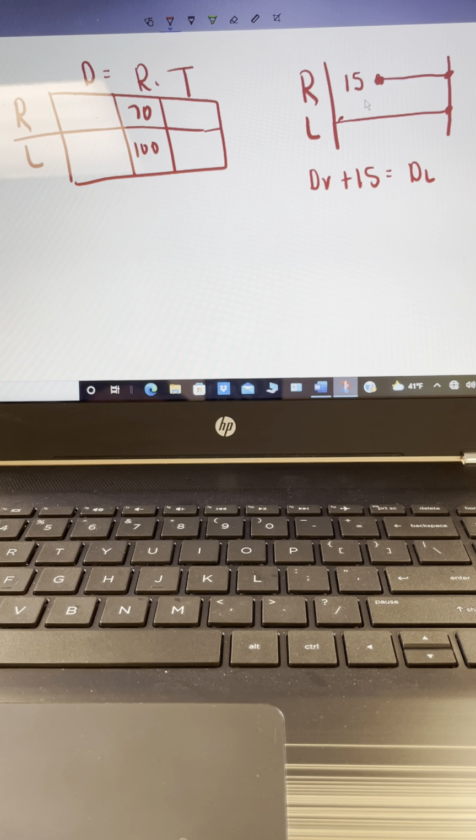Okay, so we drew this picture over here. Ryan had a head start. So Luke started here, went completely to point B. Ryan started here and went to point B. So we determined that we have to add the 15 to Ryan's distance to catch him up to Luke. Okay, we know that Ryan's rate is 70 and Luke's rate is 100.